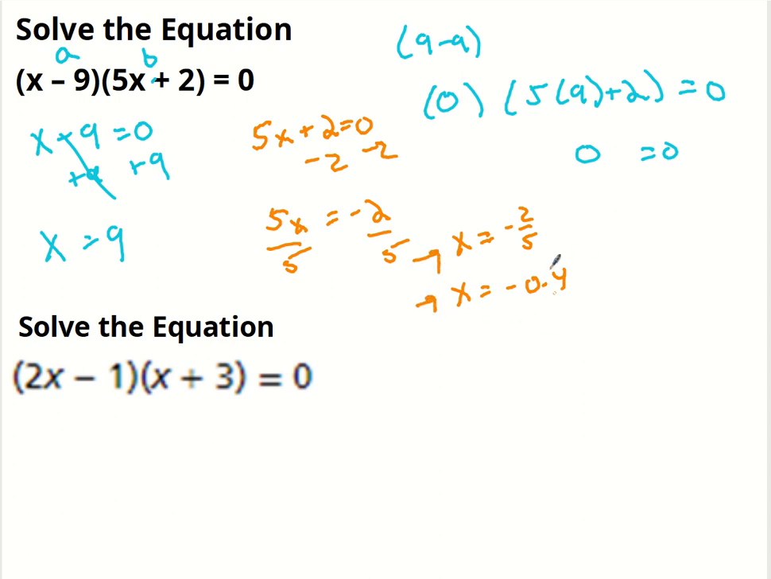So now if I have x be this value and I plug that in here, it's going to give me 0. It doesn't matter what it gives me over here. Negative 0.4 minus 9 is negative 9.4, so that's what's going to give me here. But here, if I go negative 0.4 times 5, it's going to give me negative 2, and then negative 2 plus 2 is 0. So it also gives me a solution. So the solution to this equation is x equals 9, x equals negative 0.4, or you could have also just put it as a fraction.